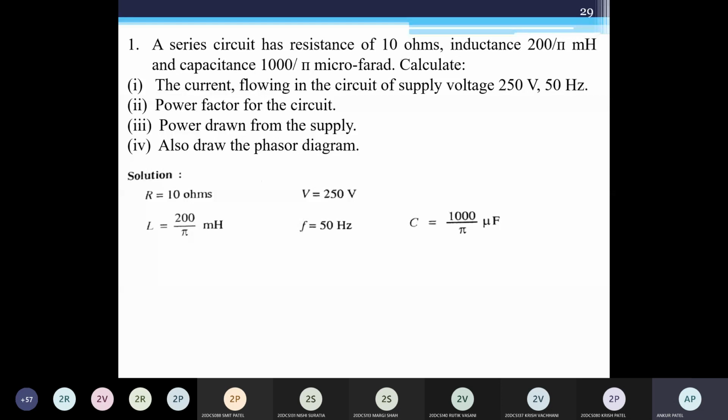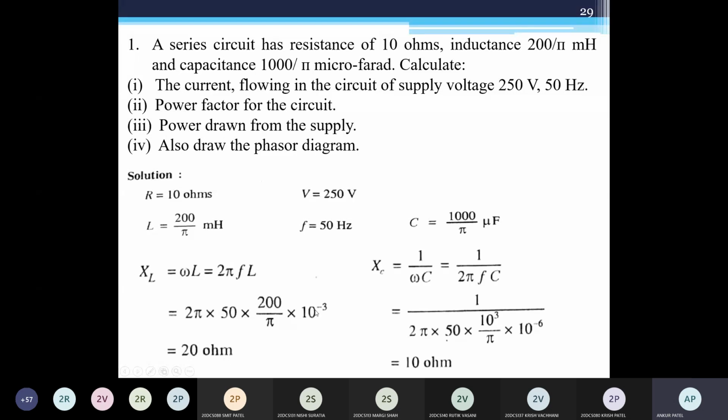Yes, anyone? Current, power factor, power, and you need to draw the phasor diagram. Okay, so these are the given data. We know XL is equal to omega L, so that is 2 pi FL. So XL is equal to 20 ohm. XC is equal to 1 upon omega C, 1 upon 2 pi FC. So by substituting this, we'll get XC 10 ohm.